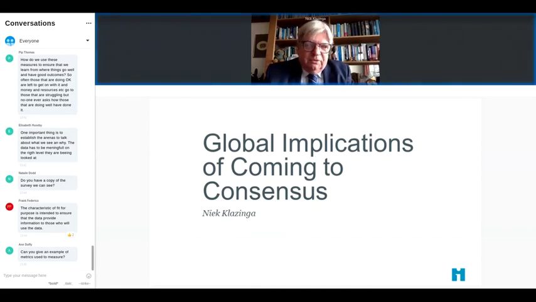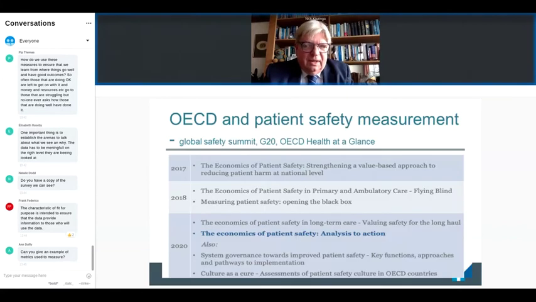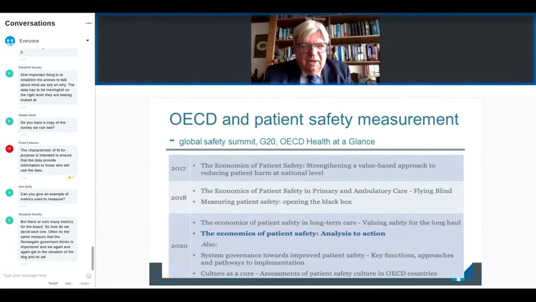And what I would like to share with you is basically how an organization like the OECD is handling it at the moment, and how it aligns with our thinking. What you see here is a slide that summarizes some of the work that the OECD has been involved in the past years. And it addresses also leaders, but leaders of whole countries. A lot of our work is aimed at the Global Safety Summit, which is a regular meeting of ministers of health where they discuss the patient safety issues.